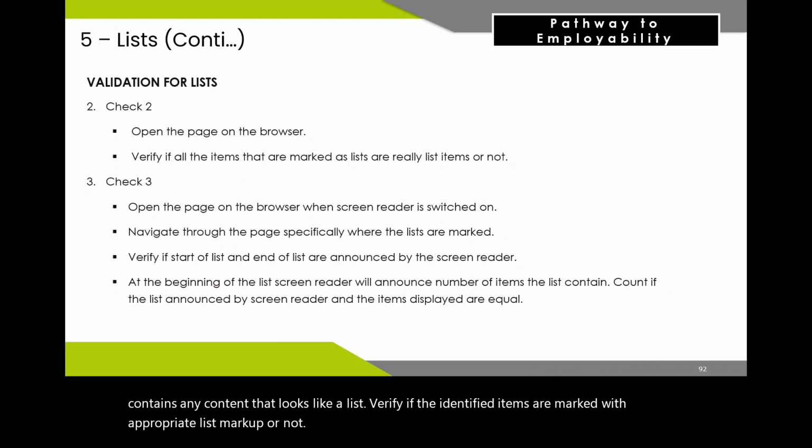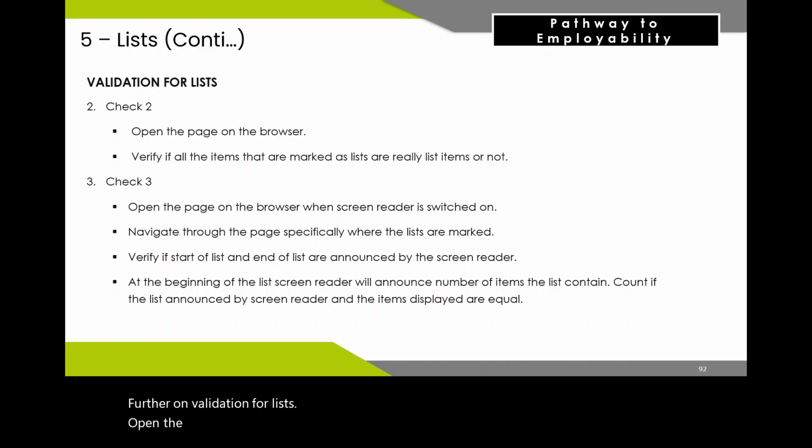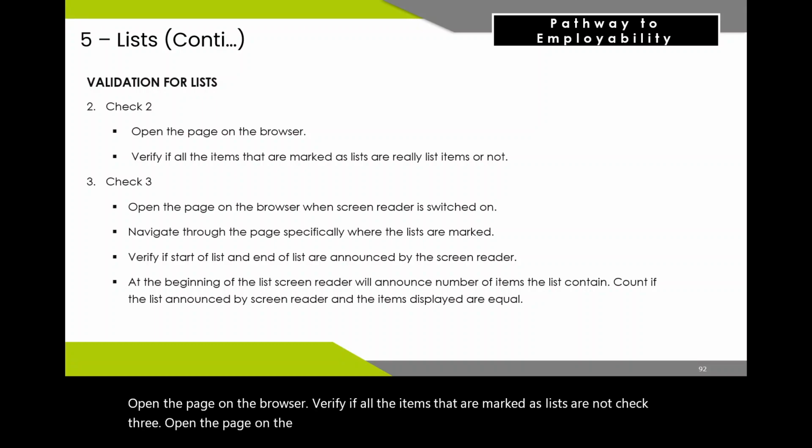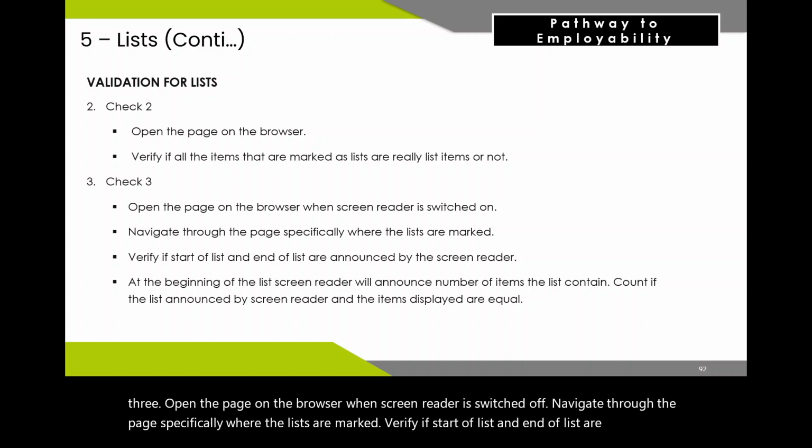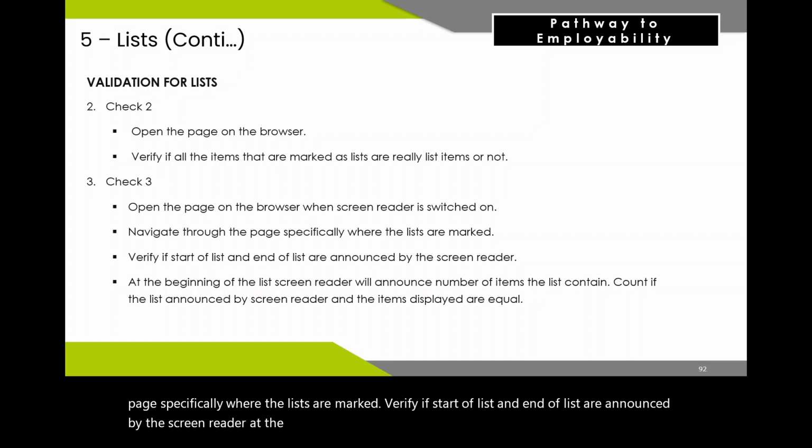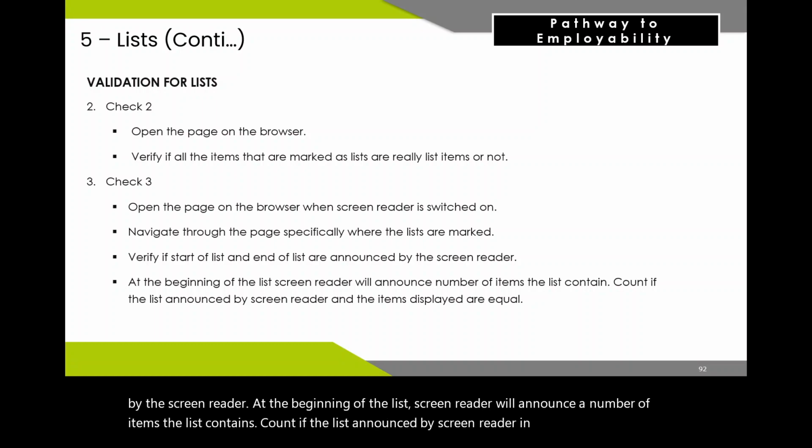Further on validation for lists. Check 2. Open the page on the browser. Verify if all the items that are marked as lists are really list items or not. Check 3. Open the page on the browser when screen reader is switched on. Navigate through the page specifically where the lists are marked. Verify if start of list and end of list are announced by the screen reader. At the beginning of the list, screen reader will announce the number of items the list contains. Count if the list announced by screen reader and the items displayed are equal.